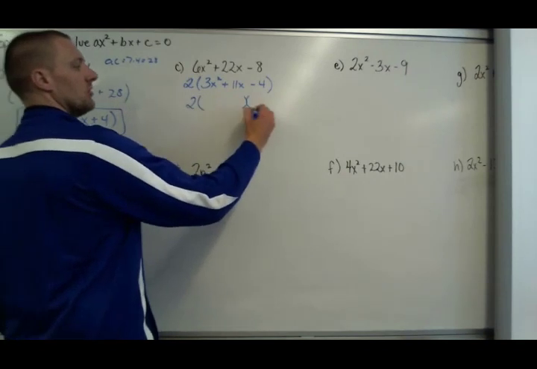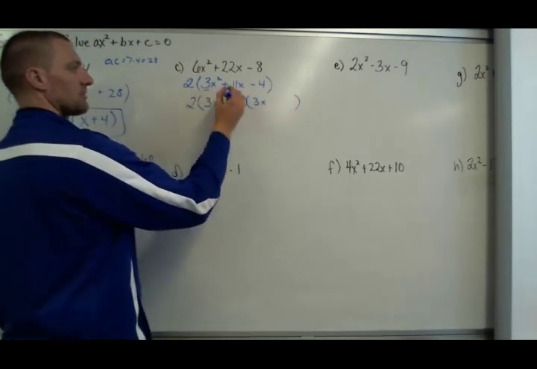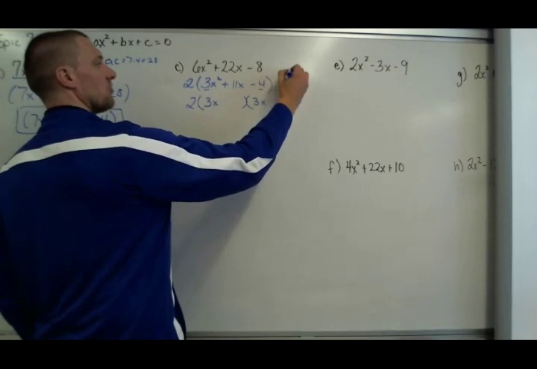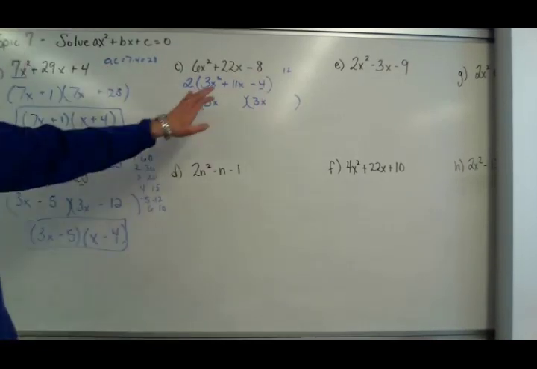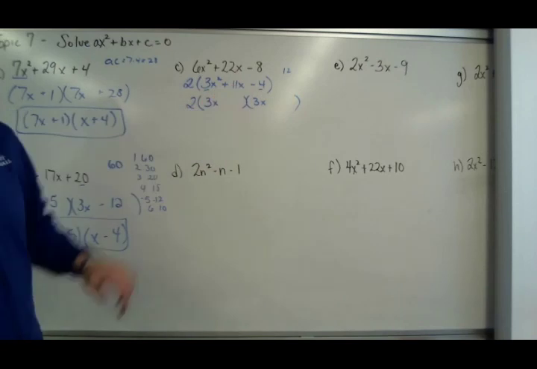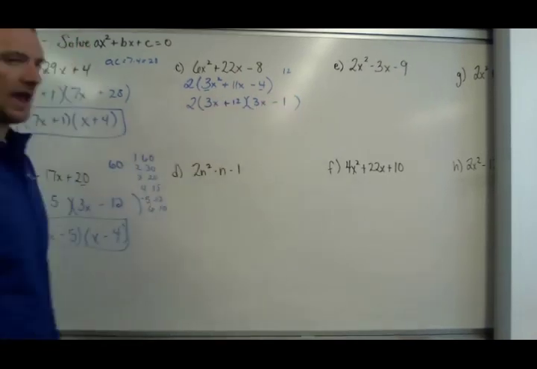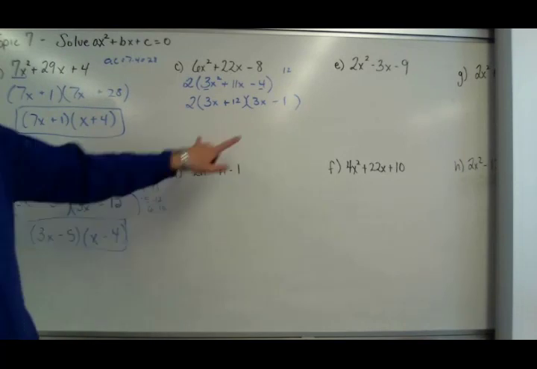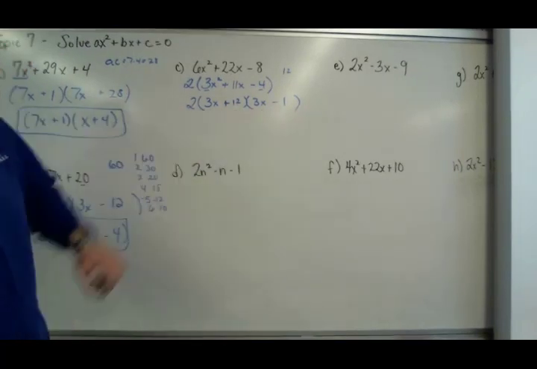So I put my 2 binomials there. I've got a 3x and a 3x. I multiply a and c. That gives me 12. So 2 things that multiply to 12 have a difference of 11. Because of the minus, it is going to be a positive 12 and a negative 1. Okay, so multiply to 12 and have a difference of positive 11.